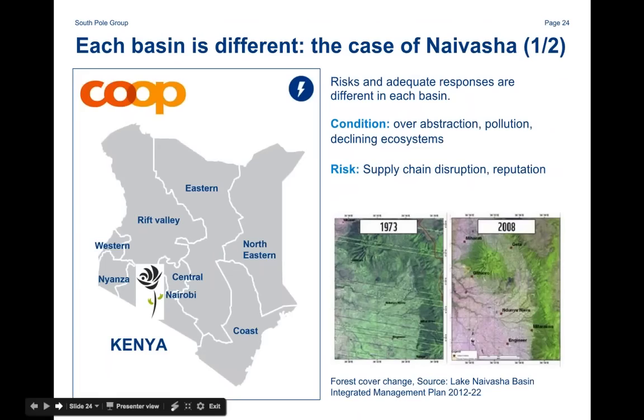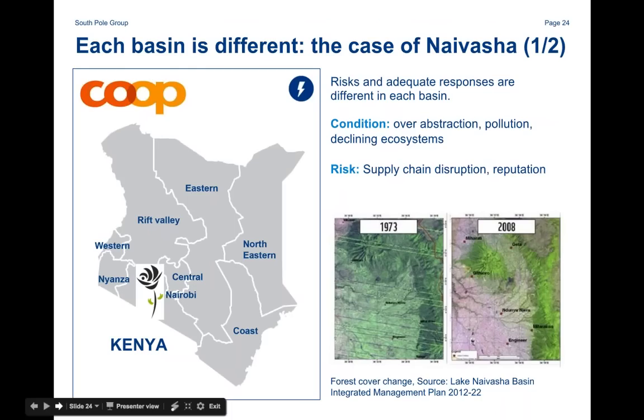So now we've seen the trends, the global trends, and how does local reality look like? Let's take the case of Lake Naivasha, where 70% of the Kenyan exported flowers are cultivated and produced. And one of our corporate clients, Coop, sources its flowers from there.